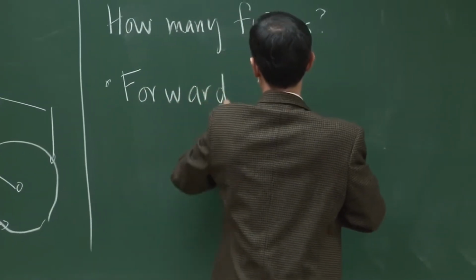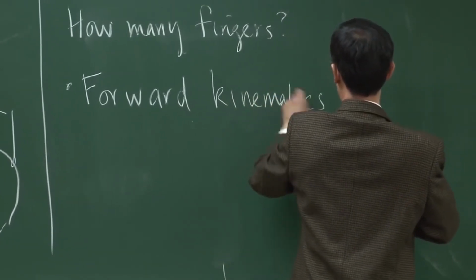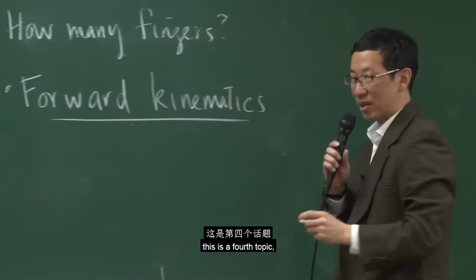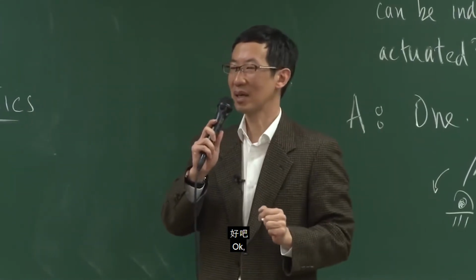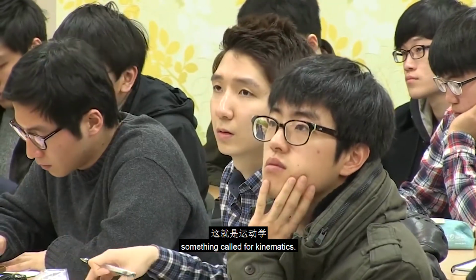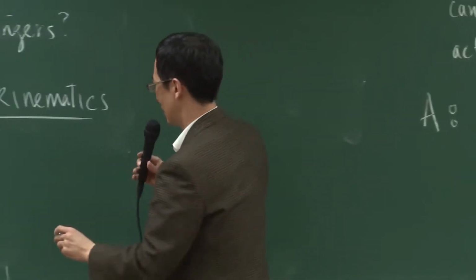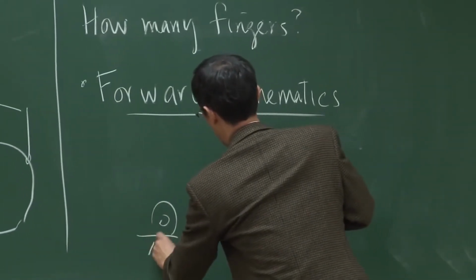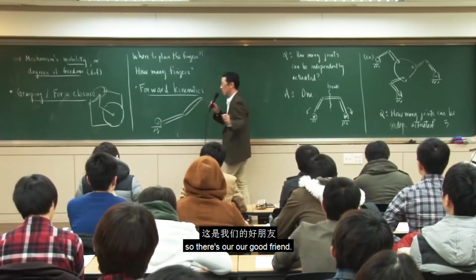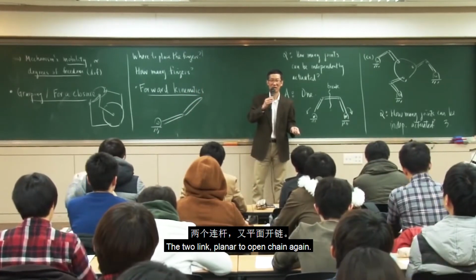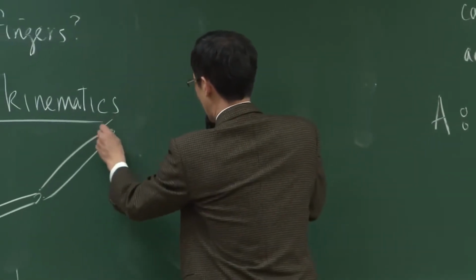The third topic we're going to cover. Actually, this is a fourth topic, but it's going to be a segue into the third topic: something called forward kinematics. So let's go back to our favorite example. There's our good friend, the two-link planar open chain again, and here's the gripper.